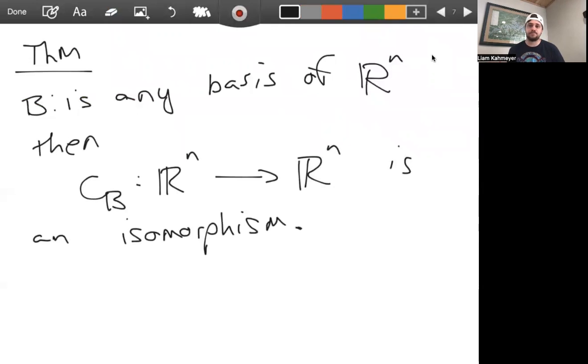CB is taking a vector that's a linear combination of basis elements, and it's spitting out the same vector as a linear combination of new basis elements, which means that it's mapping basis elements to basis elements. So therefore, it's an isomorphism.